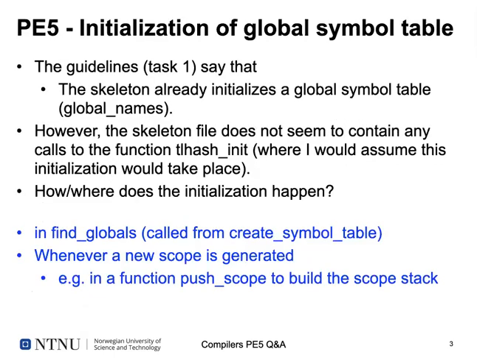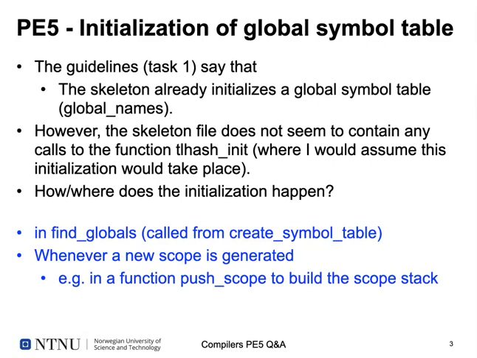Okay. Next question was about initializing a global symbol table. There we asked you in the first task to initialize the global symbol table global names. But you found out that the skeleton file did not already contain any calls to TL hash init, which is supposed to initialize the hash table. And the question was how and where does the initialization happen? You could, for example, call TL hash init in find globals, which is the function called from create global symtab. So that would be an appropriate place.